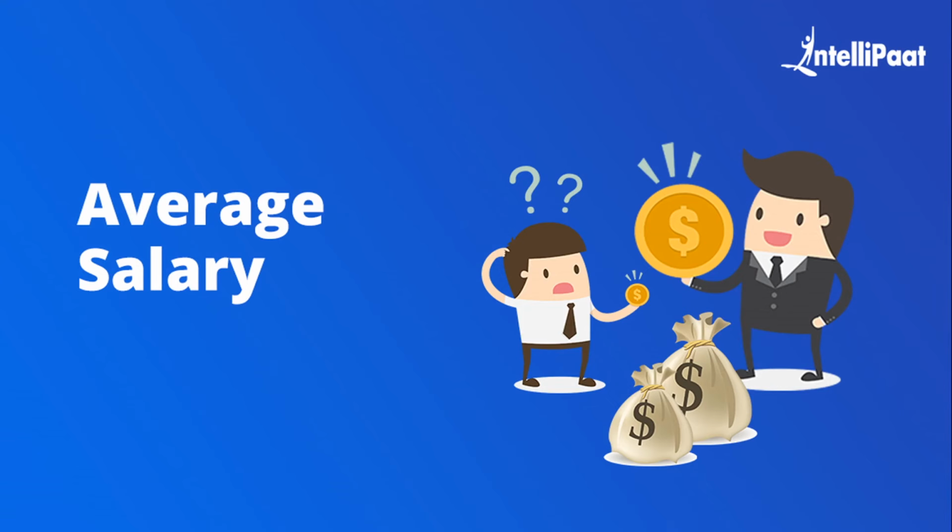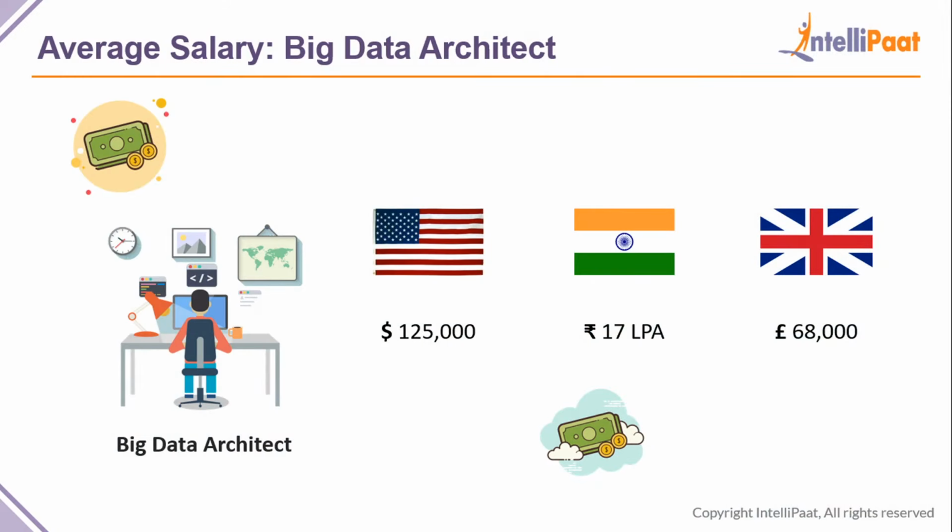And this brings us to the average salary constraint that some people feel, that big data architects get paid a lot. Well, yes, let me tell you, the only constraint is that it might be a little high pressure working environment, but at the end of the day, they're paying you so well. The average salary in the United States is $125,000. In India, it's 17 lakhs per annum, and in the UK, it's 68 or somewhere around 70,000 pounds per year, guys.